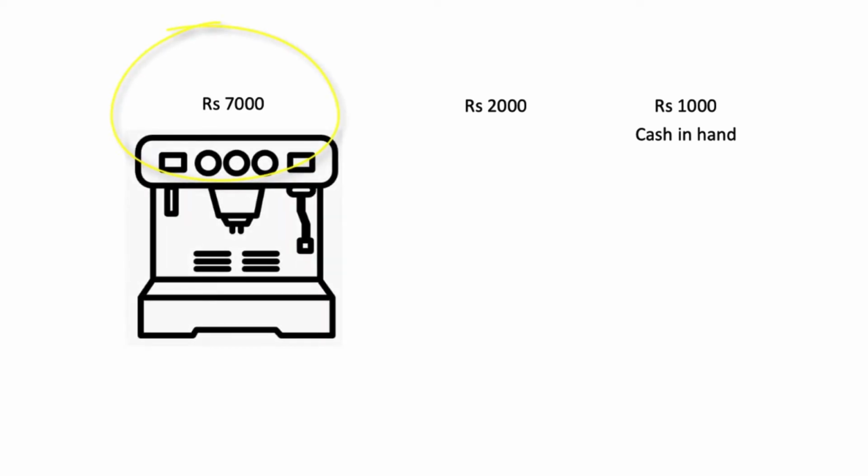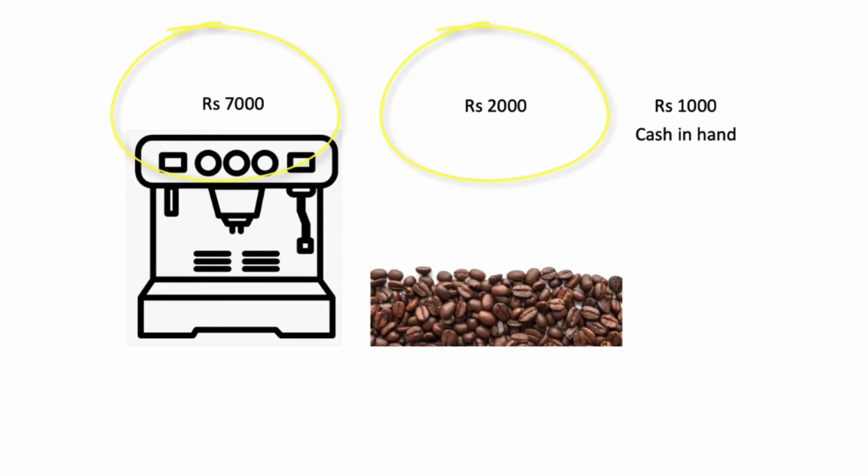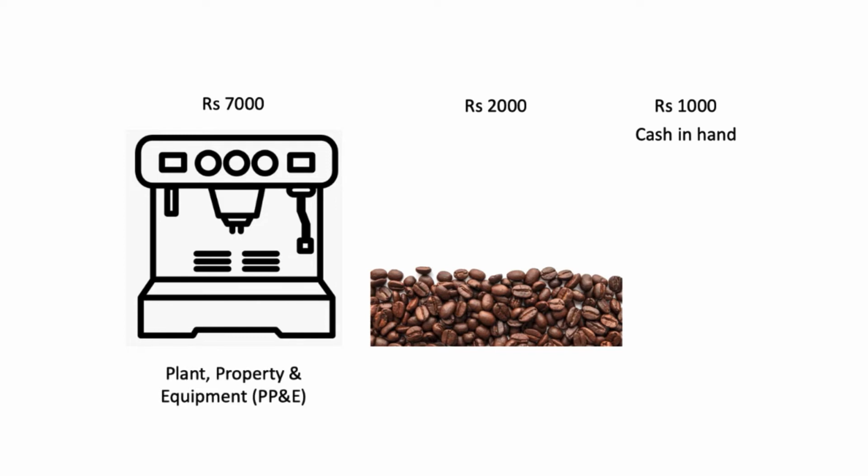Now you spend rupees 7,000 on a coffee machine. Then you buy rupees 2,000 worth of coffee beans and milk. You keep the remaining 1,000 for making change and such. So in total you have spent 9,000, that is 7,000 rupees on a coffee machine and 2,000 rupees on ingredients. But that money hasn't disappeared. It's basically turned into assets and inventories. The 7,000 rupees that you spent on the coffee machine is basically plant, property and equipment, while the 2,000 rupees on coffee beans and milk is categorized as inventory.